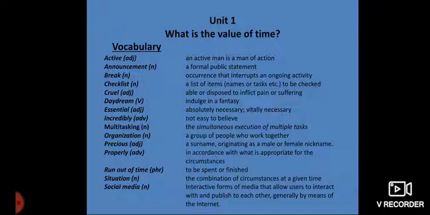Precious. A surname originating as a male or female nickname. Properly. In accordance with what is appropriate for the circumstances. Run out of time. To be spent or finished. Situation. The combination of circumstances at a given time.